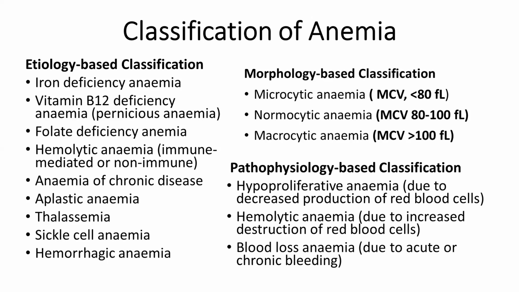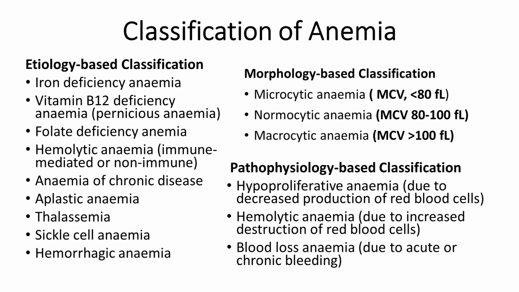And then there is hemolytic anemia, anemia of chronic disease due to many diseases, aplastic anemia, and thalassemia. These are due to genetic reasons. These anemias are also prevalent in consanguineous marriages. Then sickle cell anemia, and hemorrhagic anemia. Now, this is the etiological classification.